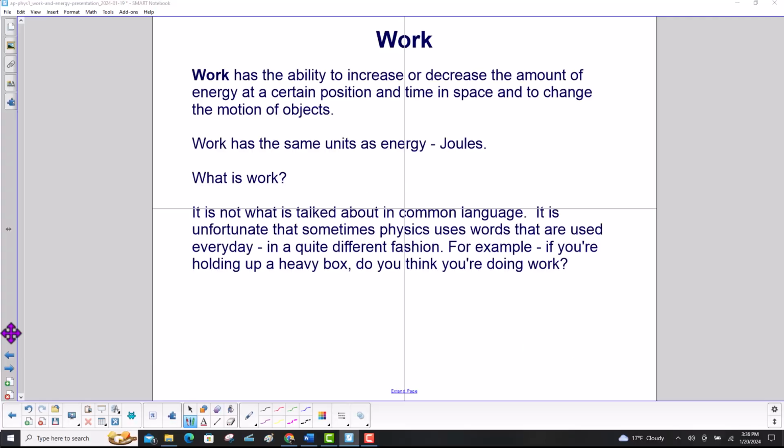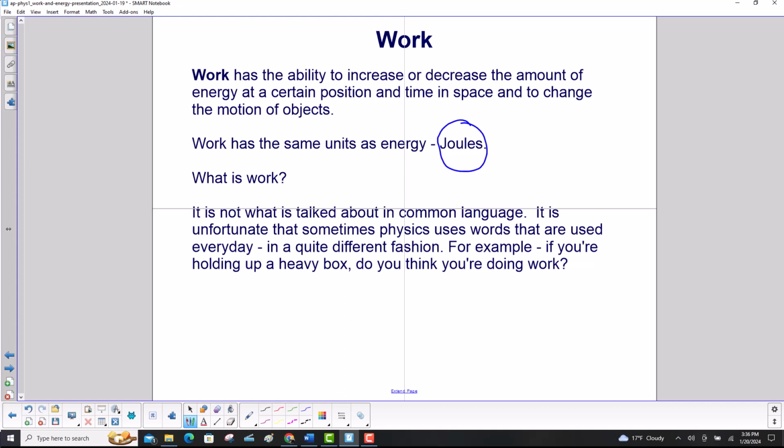Work. Work has the ability to increase or decrease the amount of energy at a certain position in time and space and to change the motion of objects. Work has the same unit as energy, joules. What is work? It is not what is talked about in common language.